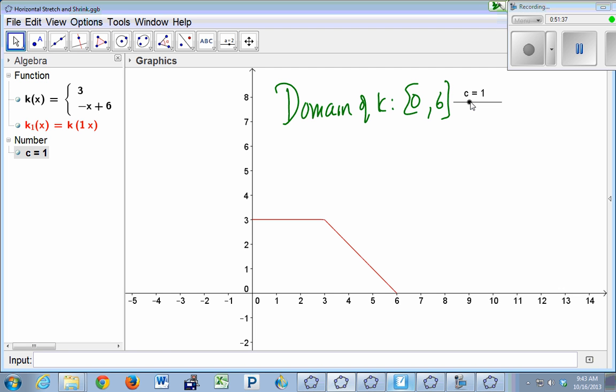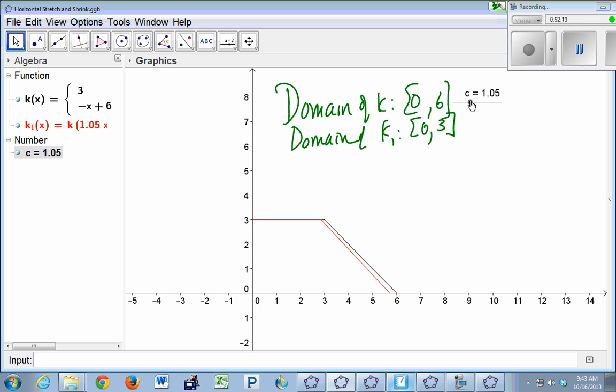So think about taking this thing and squishing it, dividing all your inputs by 2, making them half as small. Your domain has to decrease by a factor of 2. You divide your domain by 2. So here's my domain of K1. I take 0 and divide it by 2, I get 0. I take 6 and divide it by 2, I get 3. So my new function has to happen between 0 and 3. This whole thing has to happen in half of the distance from the y-axis.